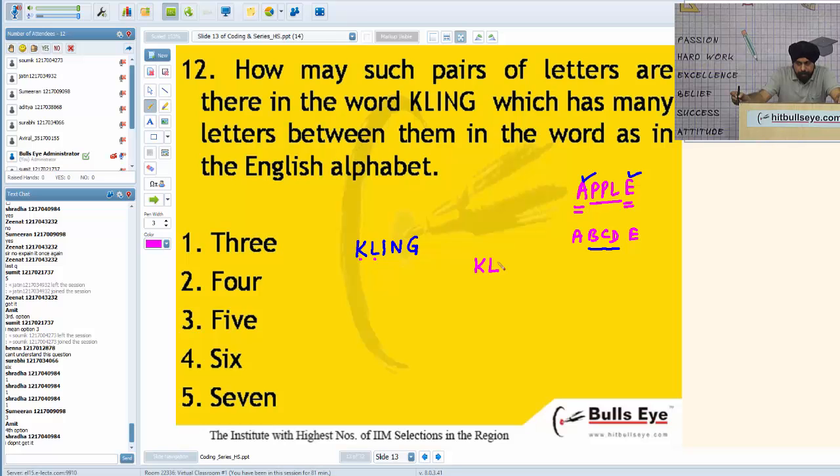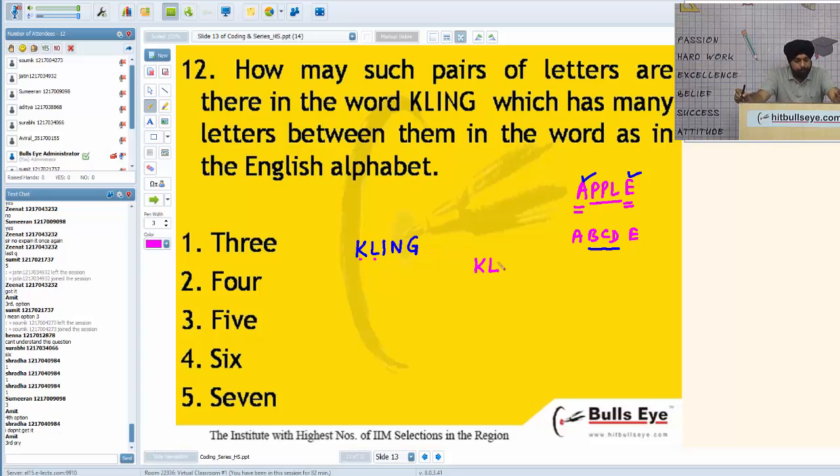Shraddha, A and E in the word apple have 3 letters between themselves. In the actual alphabets between A and E there are 3 letters only, B, C and D. So the question talks about this only, that find the pair of letters which have as many alphabets between themselves as in the actual alphabetic order.